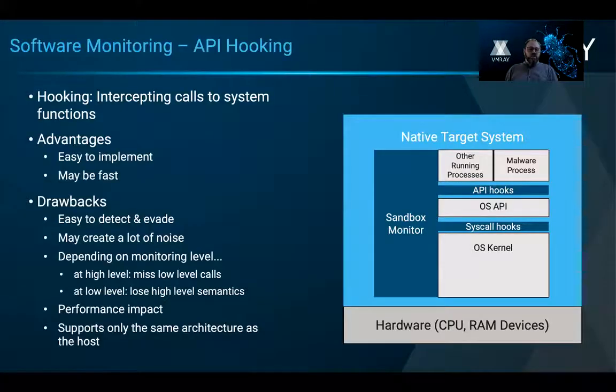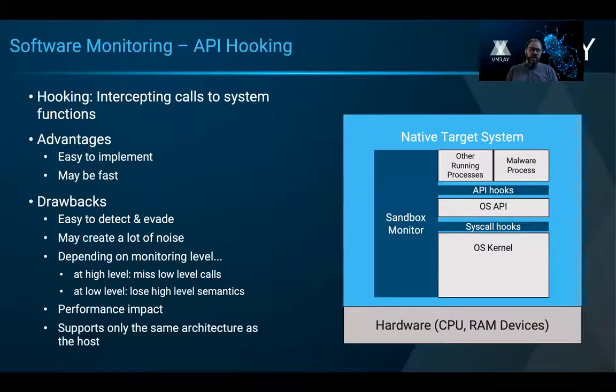There are different ways to monitor an execution within a detonation environment. The most common way is what we call API hooking. Most vendors utilize this technology. It's basically intercepting calls to the system functions. It has advantages. It's easy to implement, and that's why most vendors utilize it.